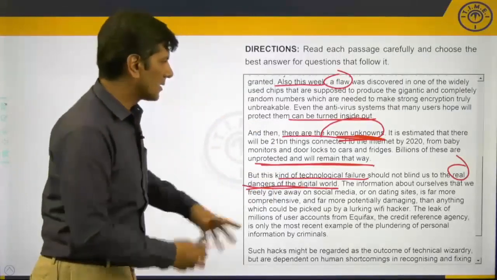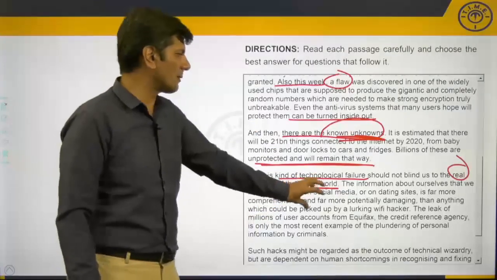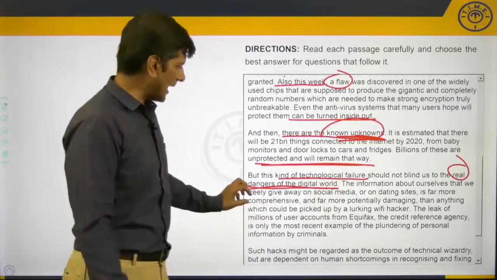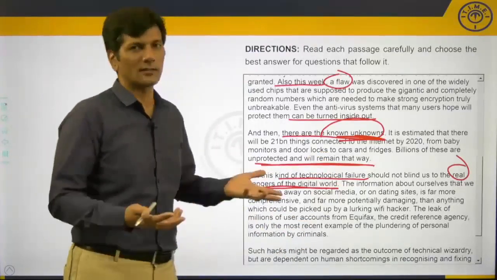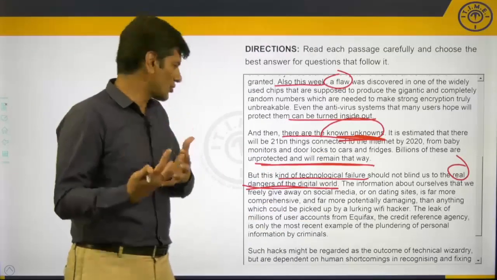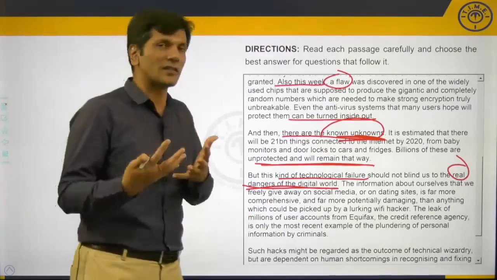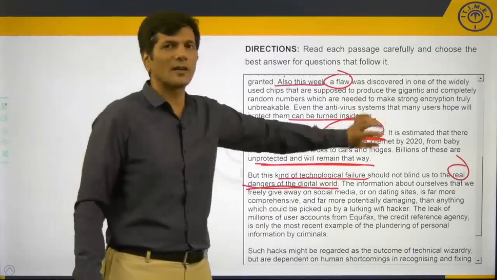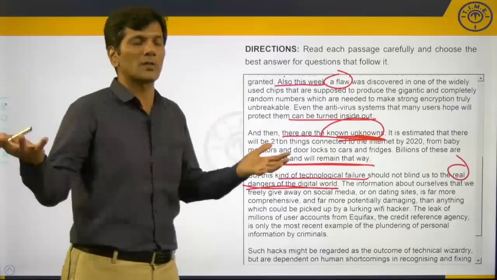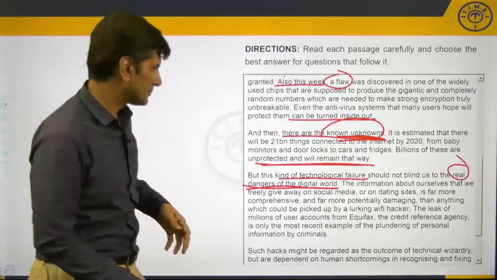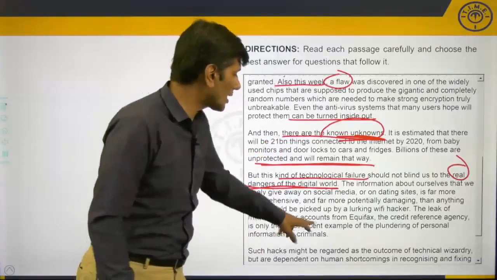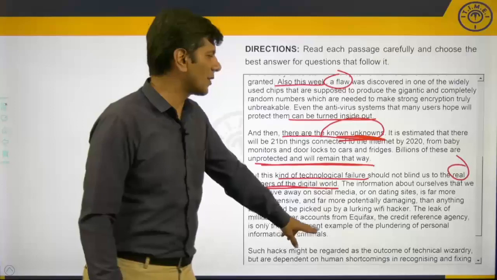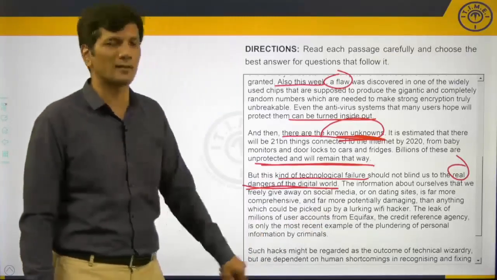Let's see. The information about ourselves that we freely give away on social media or on dating sites is far more comprehensive, far more potentially damaging than anything which could be picked up by a lurking Wi-Fi hacker. So this is where the author sees that the potential of the dangers of the digital world are far more intense than just having an unsecure connection, because we ourselves are putting up so much information in the public domain. The leak of millions of user accounts from Equifax, the credit referencing agency, is only the most recent example of the plundering of personal information by criminals.